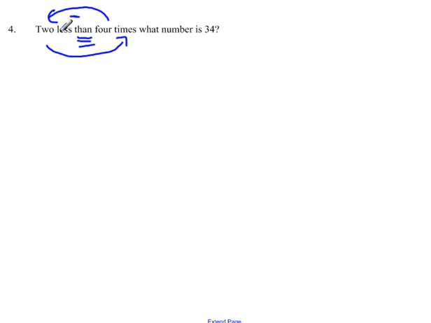So 2, that's the subtraction. 4 times what number? Again, that what number is the x, and this is 4 times that number, is we know is equals. Okay? So x is going to stand for the number. So instead of doing 2 minus 4x, because of the word than, we're going to say 4x minus 2 is 34. Okay, so now this is a two-step equation.